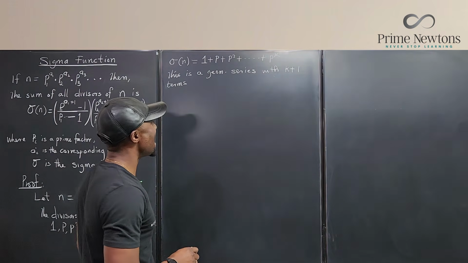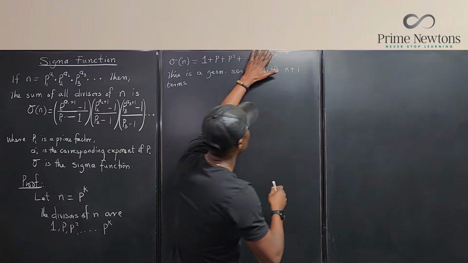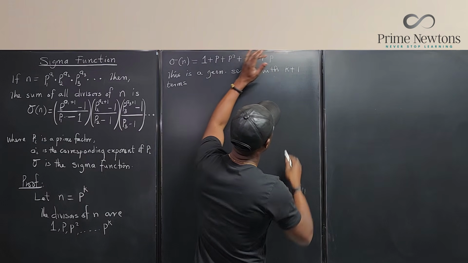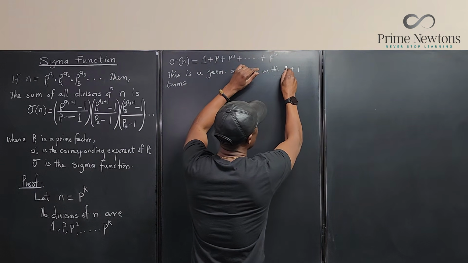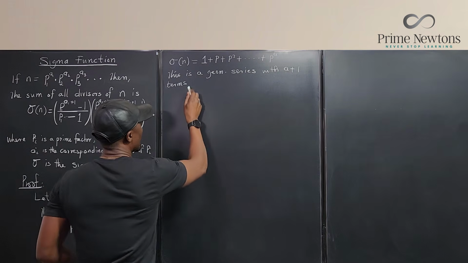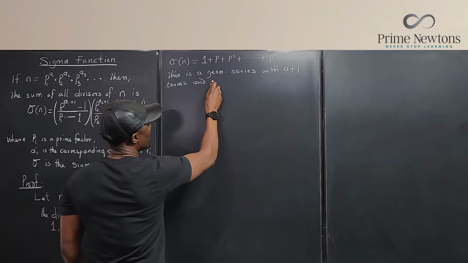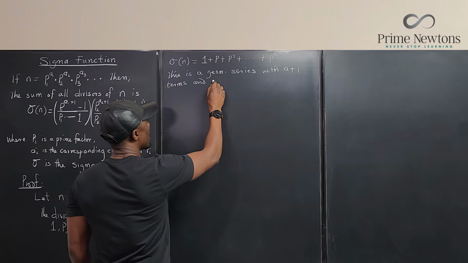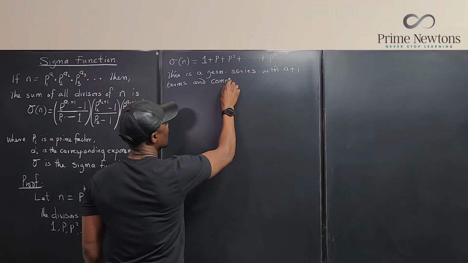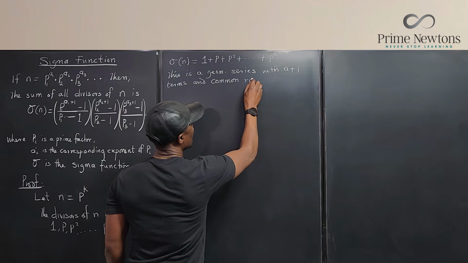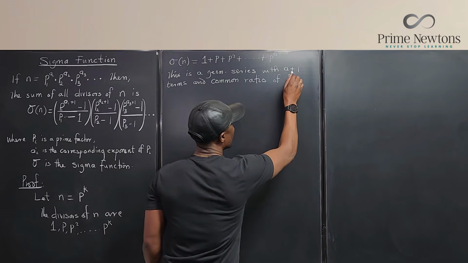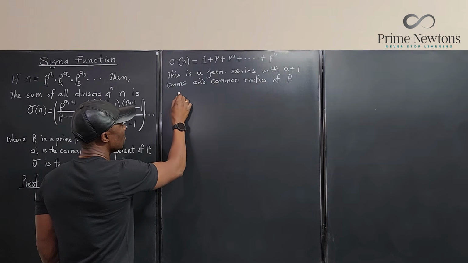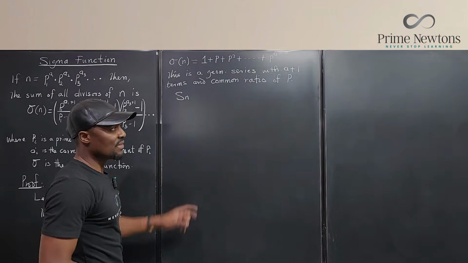Maybe I should use a, since I'm using a here. You know what? Let's use a. Okay, so this is going to be with a plus 1 terms and common ratio of p. So what is the sum of a geometric series with this property?